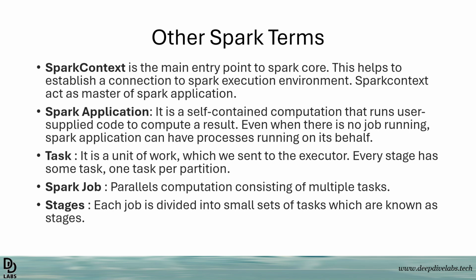Then you have a task. A task is a unit of work which is sent to the executor. Every stage has some tasks, one task per partition. Then you have a Spark job, a parallel computation consisting of multiple tasks. And then you have stages. Each job is divided into small sets of tasks which are known as stages. We'll see a visual diagram in the next slide to walk us through the execution workflow of Spark, so that you understand each of these terminologies better.